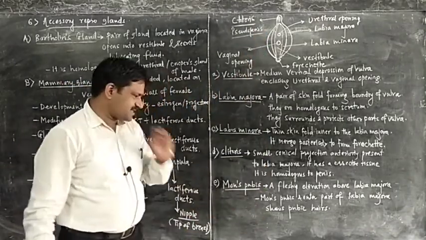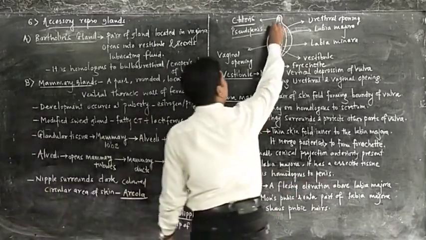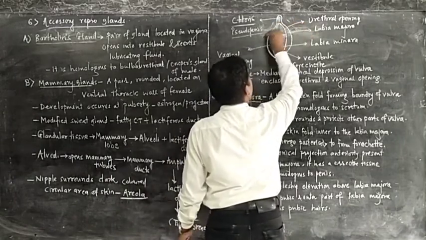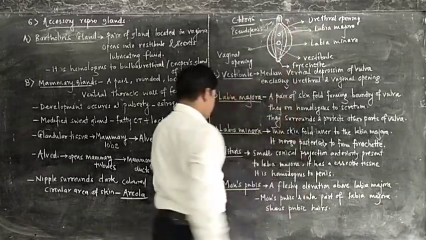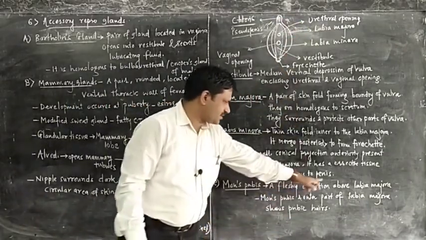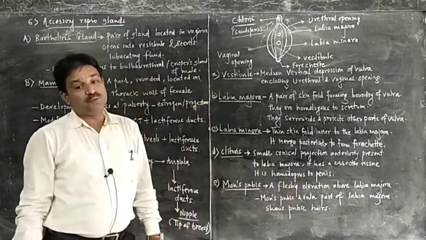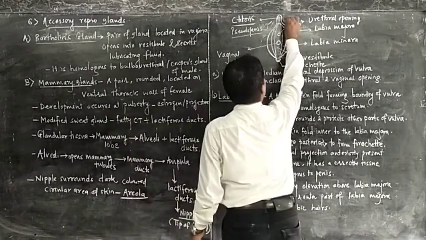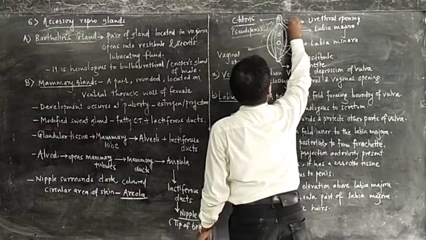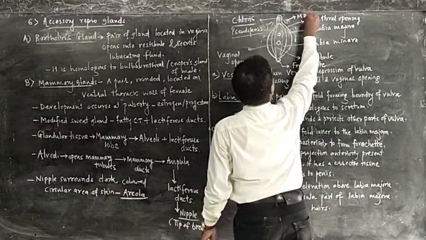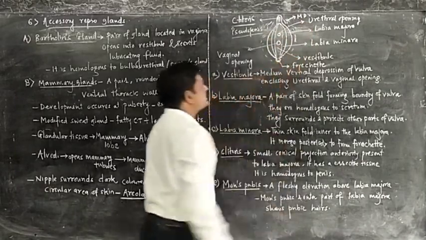Next, that is mons pubis. Mons pubis means what? It is the fleshy elevation above the labia majora. Mons pubis and outer part of labia majora show the pubic hairs. This part outer to the labia majora is called mons pubis, the outermost part.